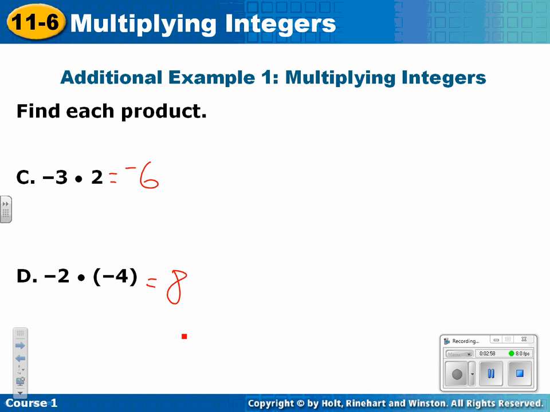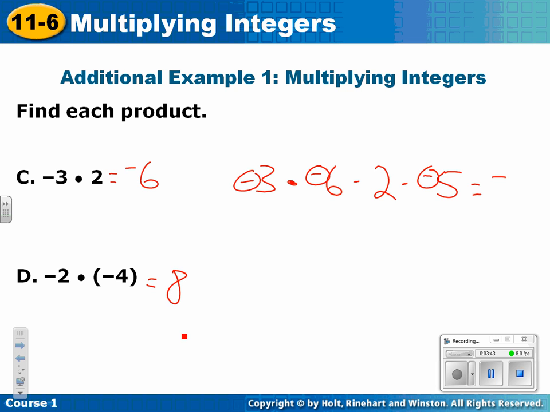Count up the number of negative symbols in the whole problem. That's it, the whole problem. So if your problem was negative 3 times negative 6 times 2 times negative 5, count them up. There's 1, 2, 3. Whatever this is, my answer is going to be negative because there's an odd number of negative symbols. Then I'd multiply it out. 3 times 6 is 18, times 2 is 36, times 5 is 180, something like that.